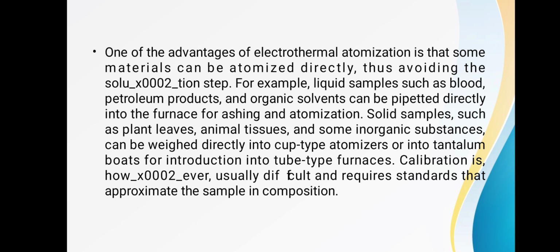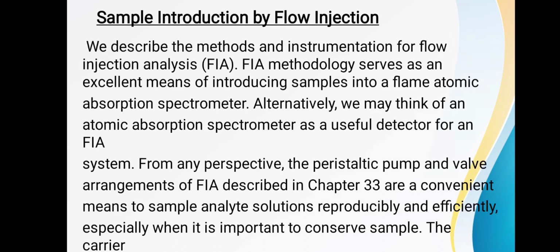One of the advantages of electrothermal atomization is that some materials can be atomized directly, thus avoiding the solution step. For example, liquid samples such as blood, petroleum products, and organic solvents can be pipetted directly into the furnace for ashing and atomization. Calibration is, however, usually difficult. It requires standards that approximate the sample in composition.